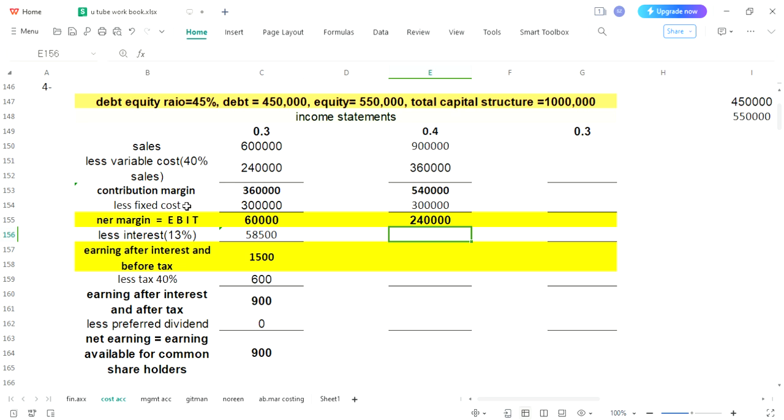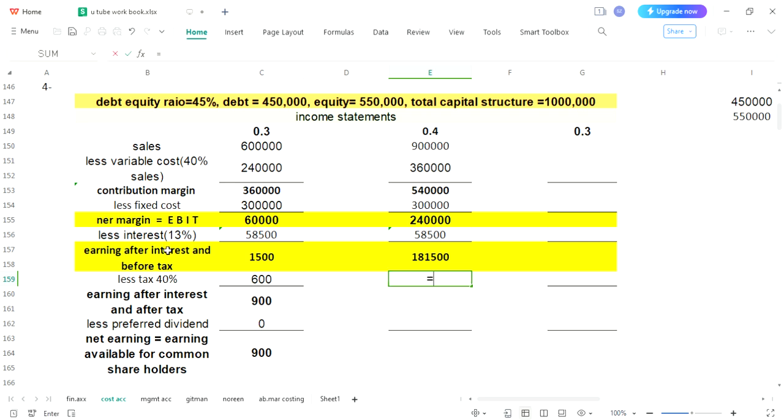Now interest would be calculated, which is 13%, and it would directly be applied upon debt. 450,000 amount of debt we have just calculated, and 13% would be applied to calculate your amount of interest. So current earning would be calculated by subtracting interest from EBIT. 240,000 your earning before interest and tax, and when you subtract interest, you will get earning after interest, which would be used to calculate our tax.